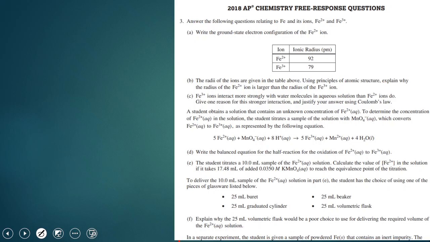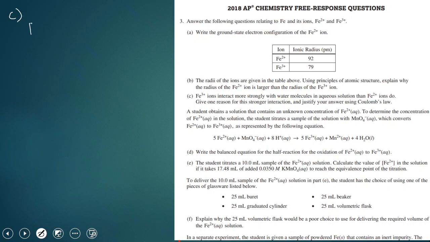Okay, so that was a conceptual question. We don't get many of those, but it is estimated that for some of the upcoming AP exams, especially this year, there's going to be a lot more conceptual questions. Part C says Fe3+ ions interact more strongly with water molecules in aqueous solution than Fe2+ ions do. Give one reason for the stronger interaction and justify your answer using Coulomb's law.